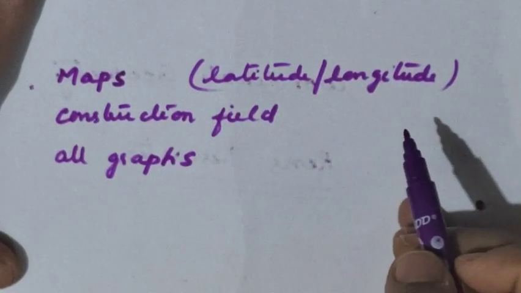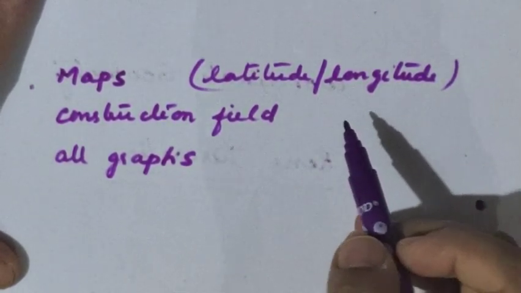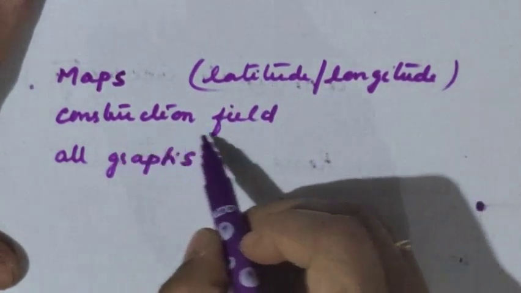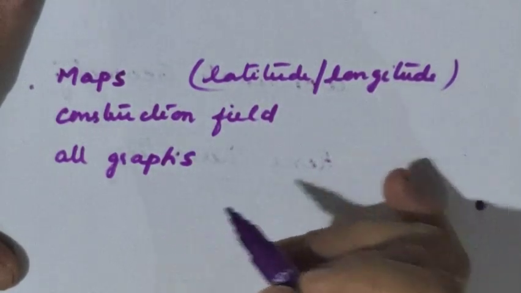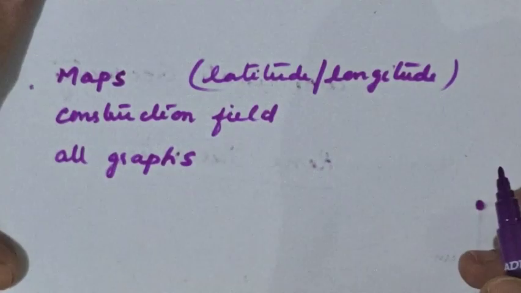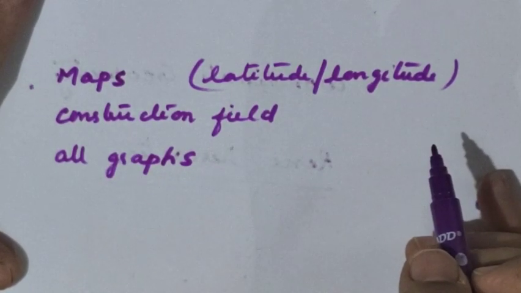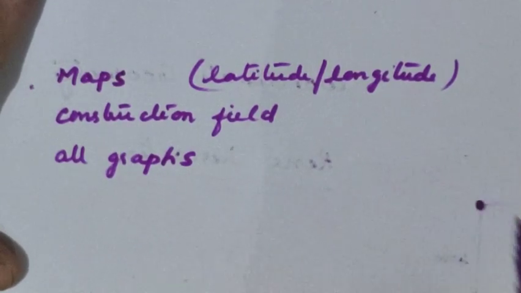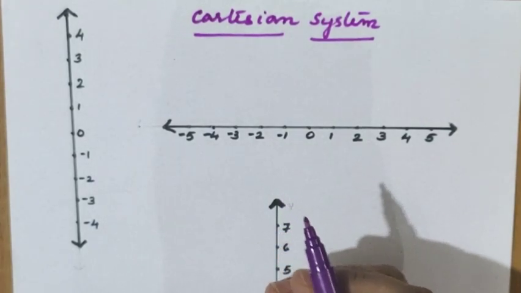Some real life applications for coordinate geometry. Maps: as you know, maps are based on two lines only, that is latitude and longitude. Construction of the field, here locating a point in the plane of the paper. All the graphs, in statistics we are doing graphs, and all the graphs are based on coordinate geometry only. So coordinate geometry has its own real life application, so it's a good branch. You should study this chapter thoroughly. So we will learn more about the Cartesian system and all.